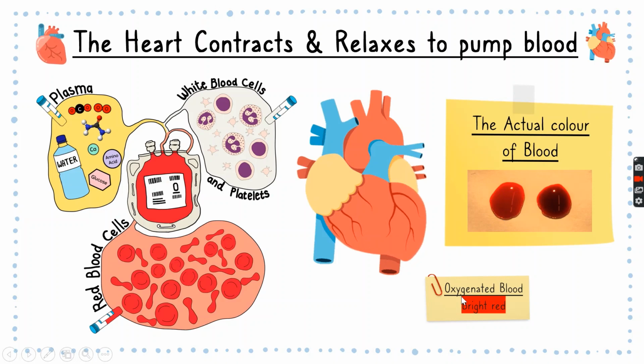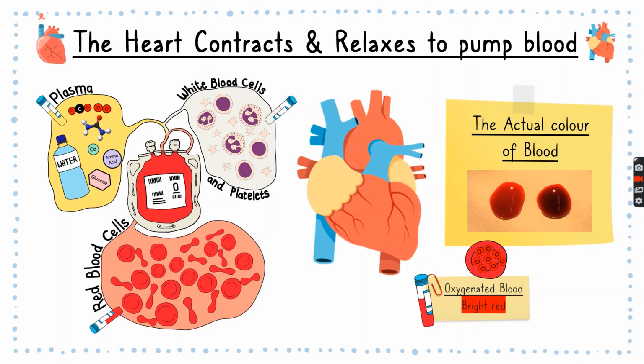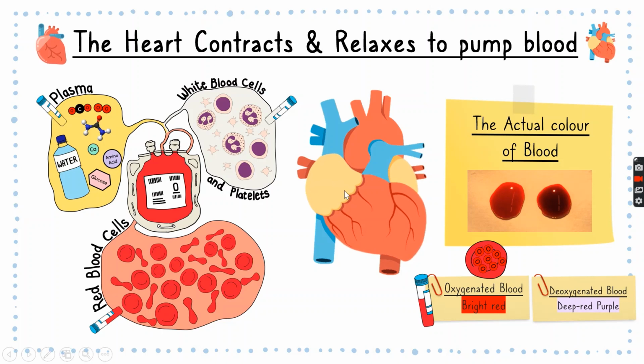The bright color here is representing the oxygenated blood. Oxygenated blood becomes bright red when oxygen binds to the hemoglobin of the red blood cells. Over here is deoxygenated blood, and in real life we call that deep red purple. But in diagrams we use blue instead because it's much easier to differentiate between the deoxygenated versus oxygenated blood.